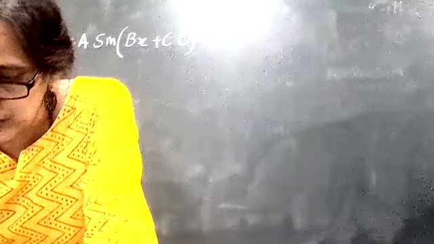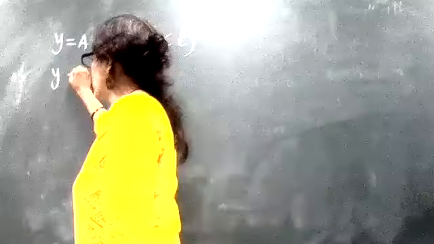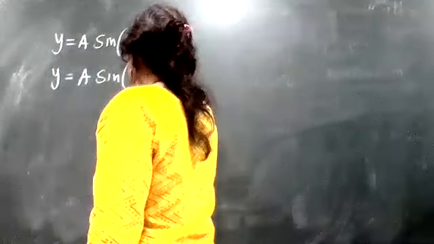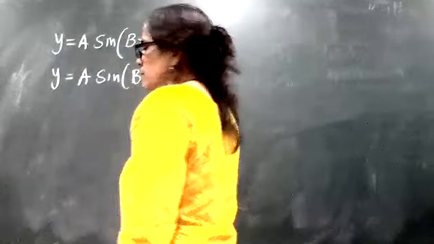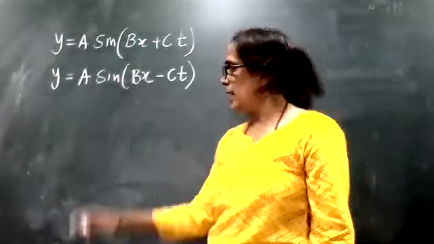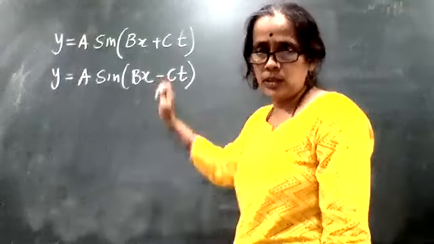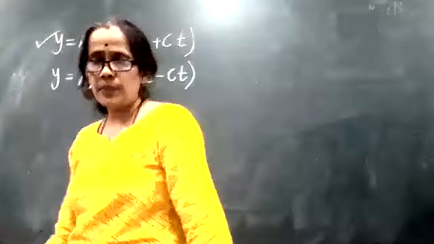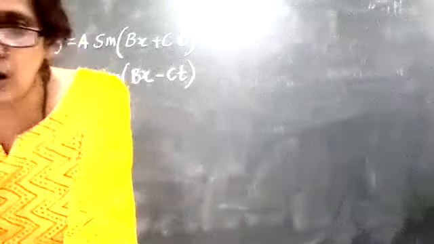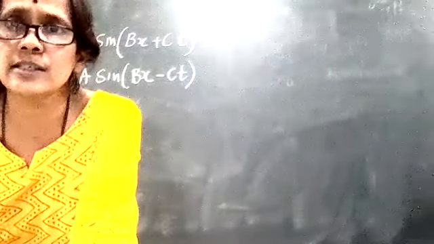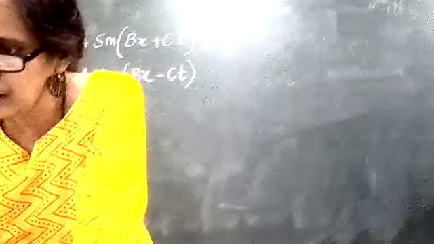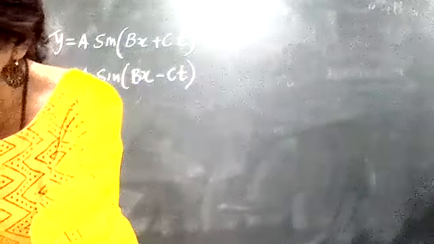Can you tell in which direction the wave is moving? Actually, whenever we write the equation, we write y is equal to k sine of px minus ct, and in that case the wave is traveling along the positive x-axis. But here in the equation you have a plus sign, which means your wave is traveling along the negative x-axis. Got it? Fine.